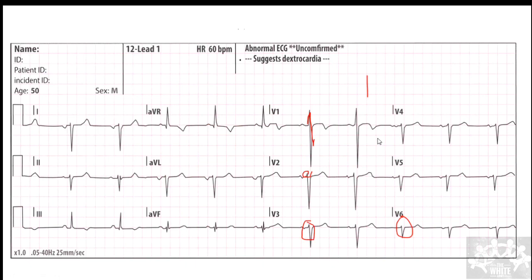Yeah, dextro. Okay, anyone saying lead reversal? Yeah, I have someone saying lead reversal. I have my friend there. Okay.